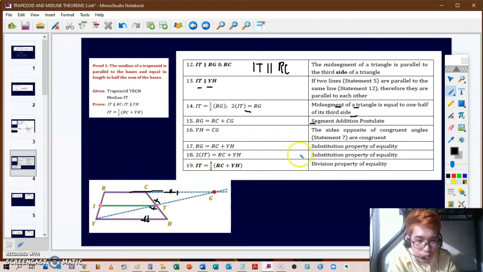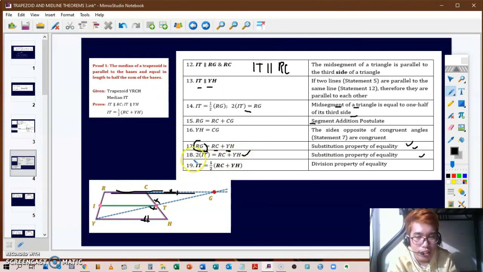So therefore, using the substitution property of equality, we can say that RG is equal to RC plus YH. Since they are congruent, using the substitution property of equality. And since we've said that RG is equal to 2IT, also using the substitution property of equality, that means 2IT is equal to RC plus YH.